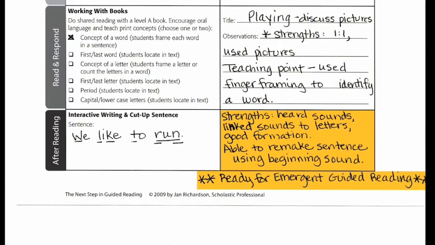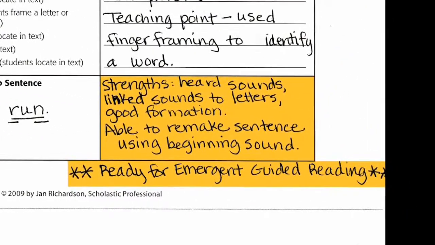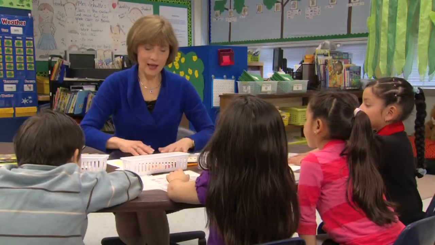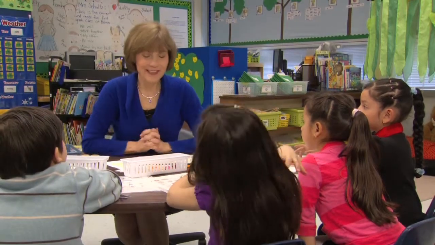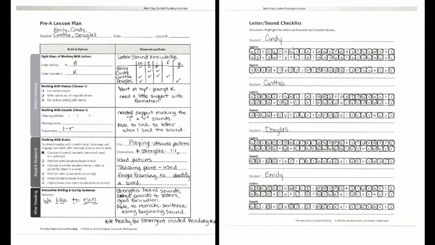During the interactive writing, take notice of which students are segmenting the initial sound and linking it to the letter on the alphabet chart. At the end of the lesson, you have a new set of assessment data. Use your notes on your lesson plan and the letter sound checklist to make a plan for the next day.